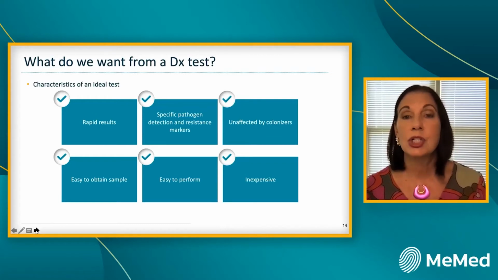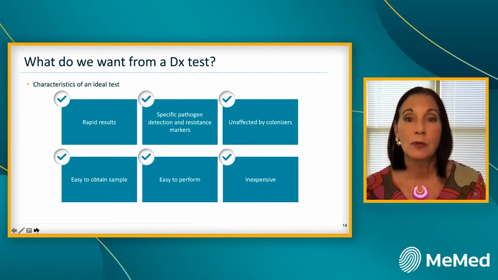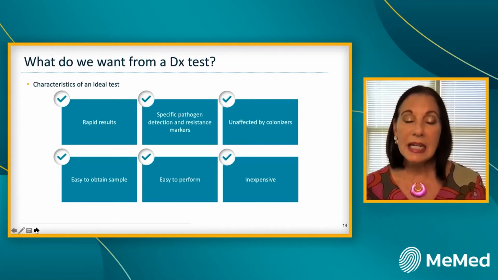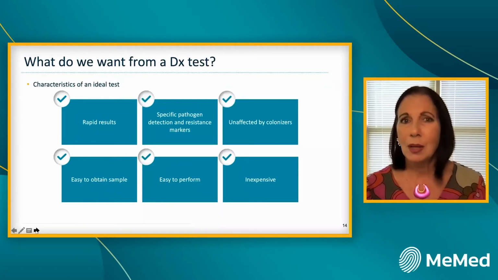Specific pathogen detection and resistance markers. That's been some of the beauty of these newer tests, is now we do have resistance markers, and some are even antibiotic susceptibility. Unaffected by colonizers. We've seen the challenge with some of the rapid COVID tests where you could have one COVID gene left in your nose and you're going to forever test positive for COVID, despite the fact you're asymptomatic and don't clinically have an infection. Easy to obtain the sample. We know 30% of patients with community-acquired pneumonia can't ever produce a sputum sample, so you never have a culture to send. That's a problem.